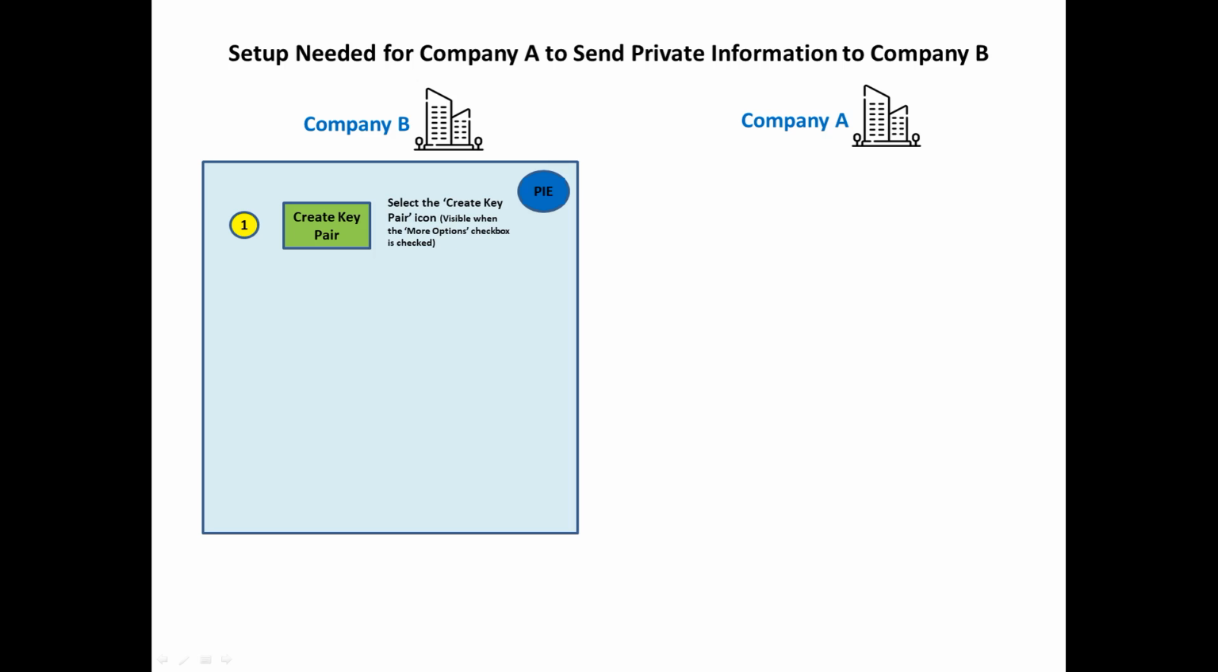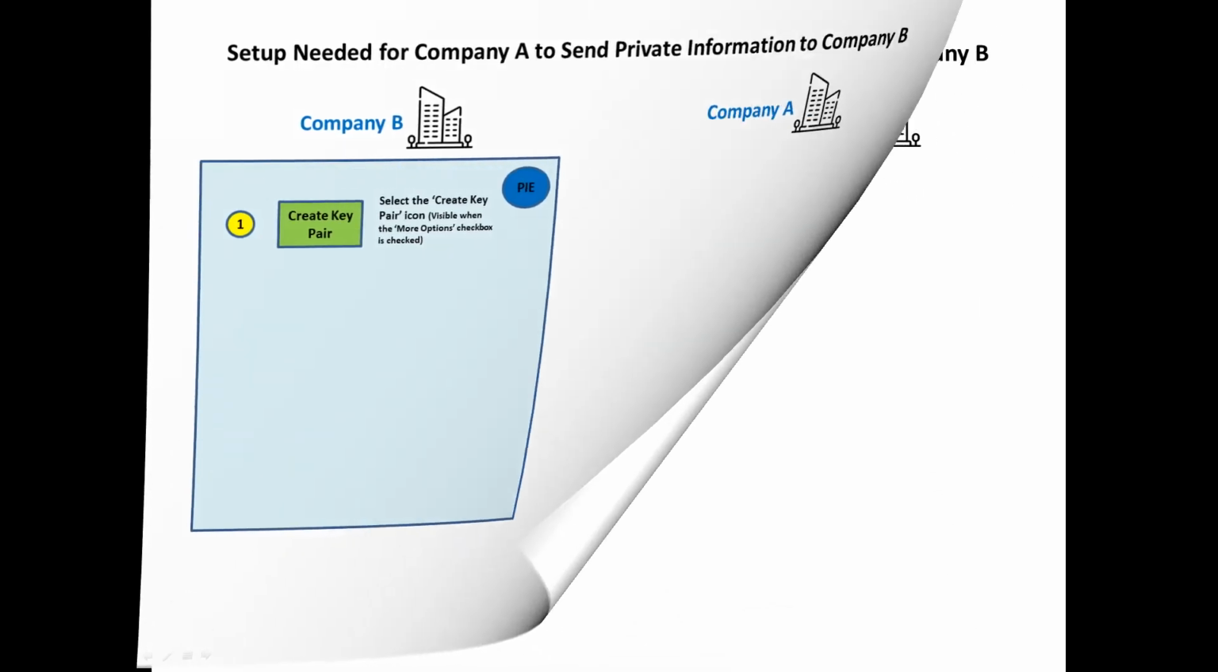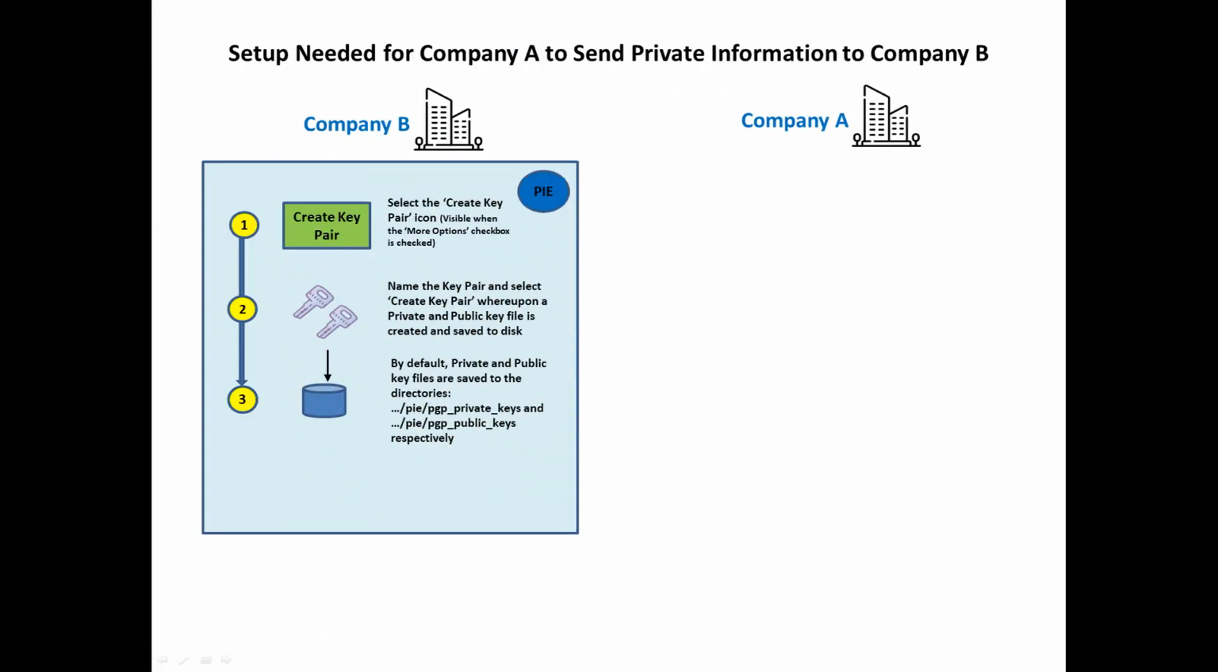So, from Pi's main menu, having checked the More Options checkbox, Company B would select the Create Key Pair button. Then, Company B would provide a name for the key pair, and then select the Create Key Pair button. On doing this, Pi would create two text files, namely a public and private key.